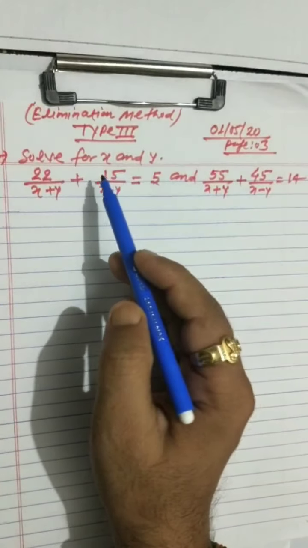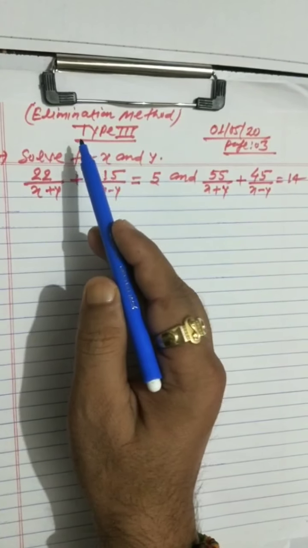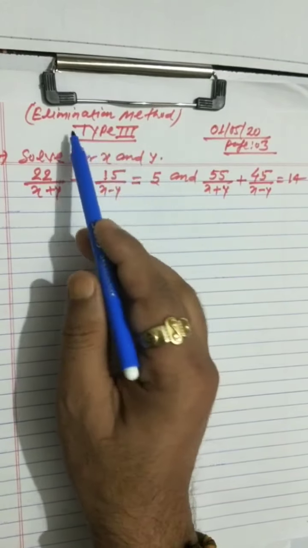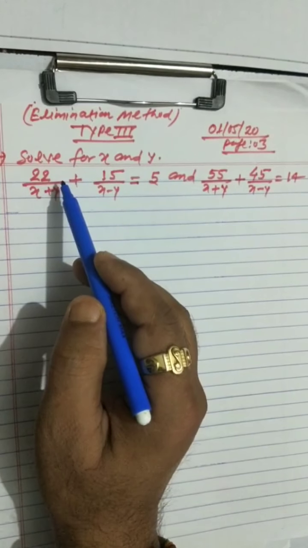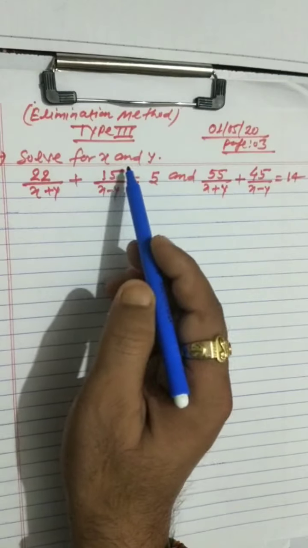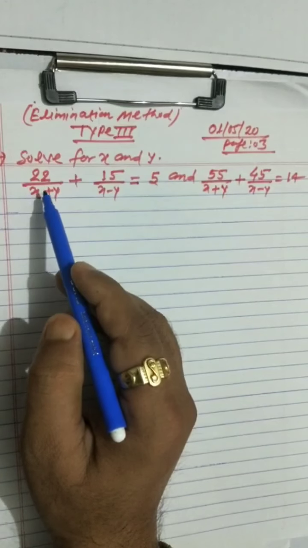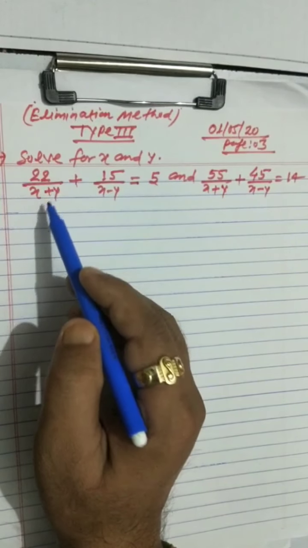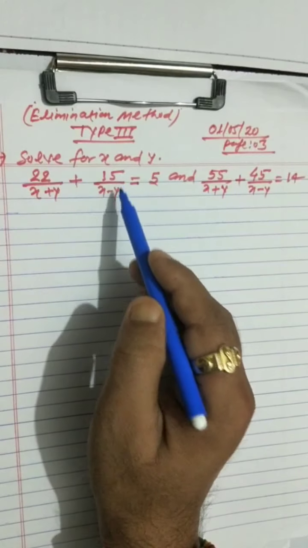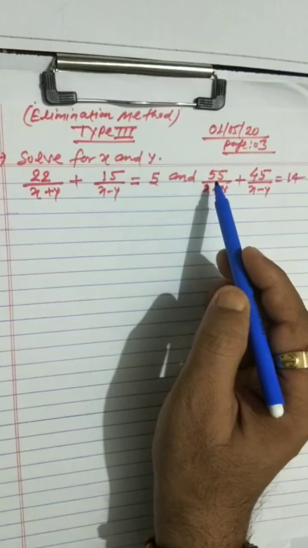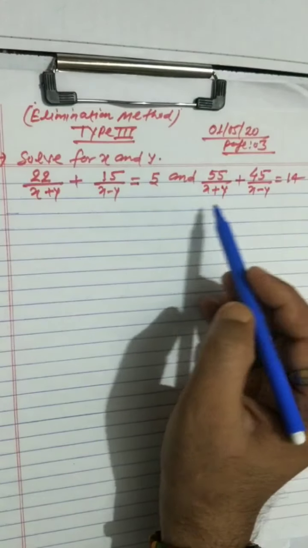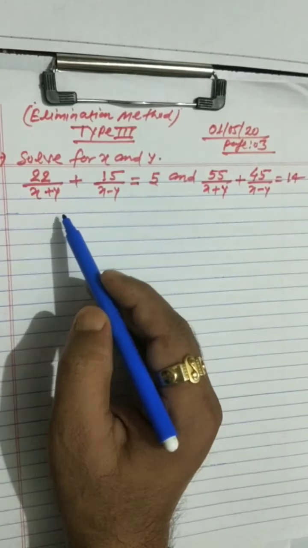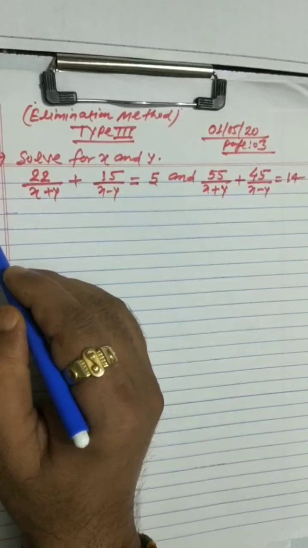Now let us see the question of type third based on elimination method, and your question is you have to solve it for x and y, where the pair of equations is 22 by x plus y plus 15 by x minus y is equal to 5, and 55 by x plus y plus 45 by x minus y is equal to 40. Now let us see how it will be solved.